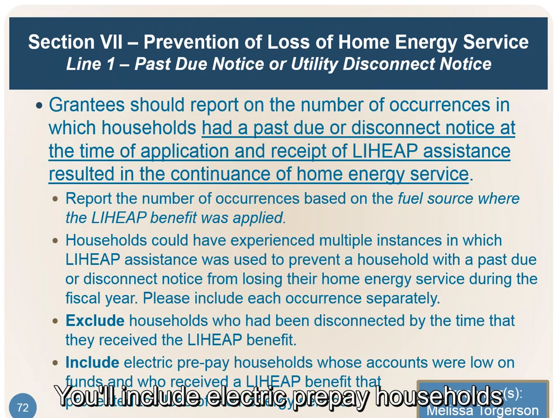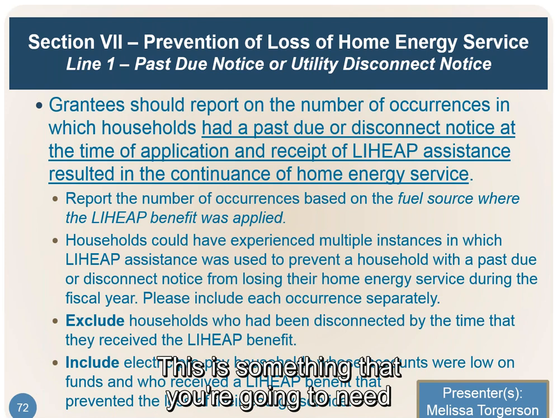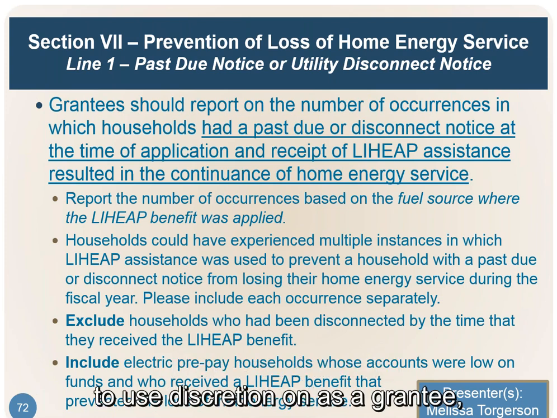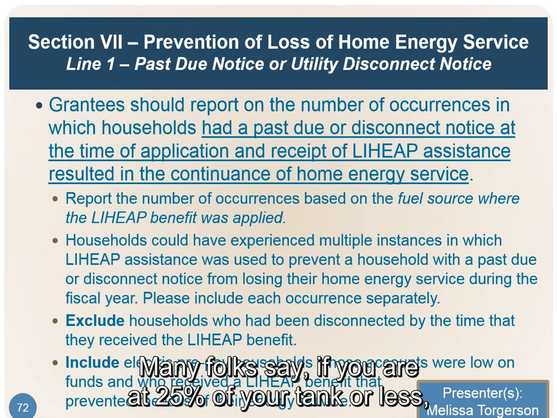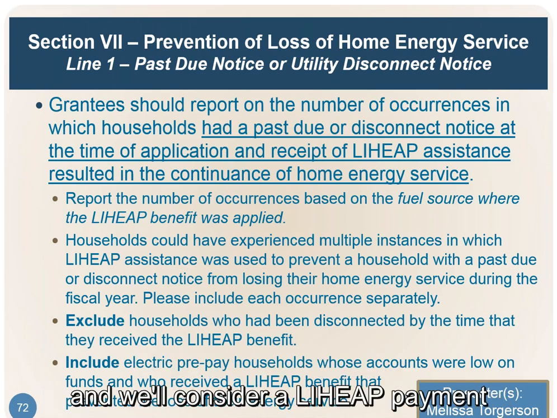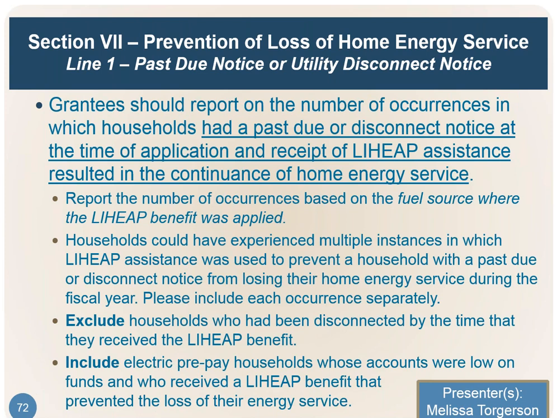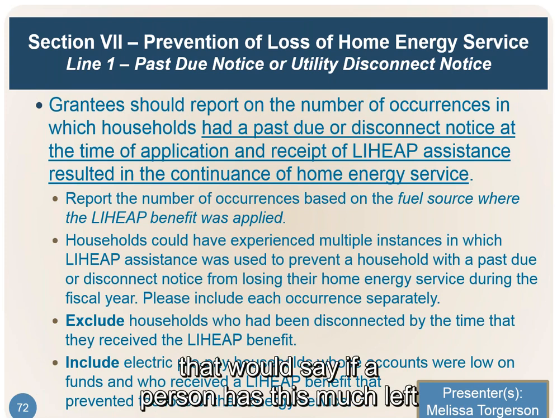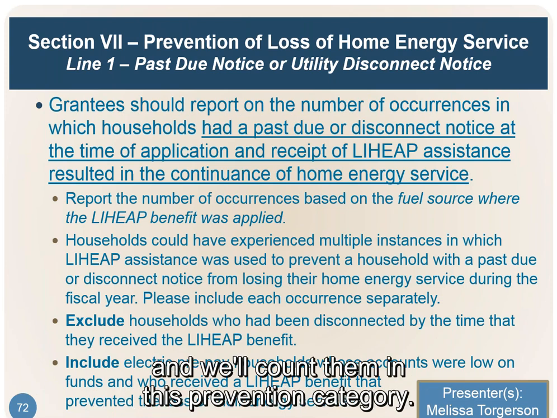You'll include electric prepay households whose accounts were low on funds and who received a LIHEAP benefit that prevented the loss of their energy service. This is something that you're going to need to use discretion on as a grantee, what quote-unquote low on funds means. We'll talk about this in the delivered fuel section next. Many folks say if you are at 25% of your tank or less, we're going to consider you at imminent risk, and we'll consider a LIHEAP payment preventing home energy loss. Similarly, grantees that are dealing with prepay would need to set an amount or some kind of criteria that would say if a person has this much left on their prepay account, we're going to consider them at risk and we'll count them in this prevention category.